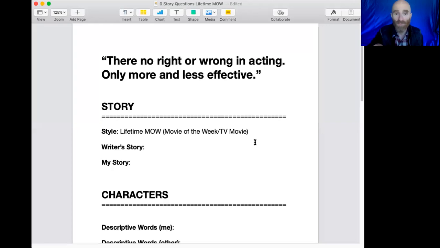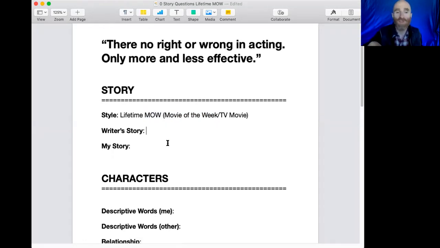Now the story questions, which we went over last Tuesday, and I try to hit every Tuesday, start here. The story: it's a Lifetime MOW, which stands for Movie of the Week. It's just another word for TV movie. This term is left over from cable TV, where there would be a movie every week, as opposed to movies being released on Netflix every day. But you'll still see MOW in scripts sometimes, but it's a TV movie.